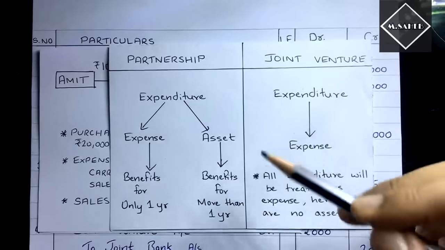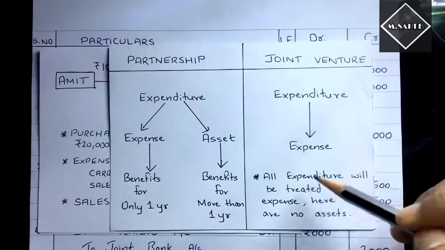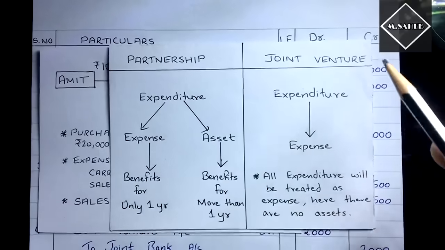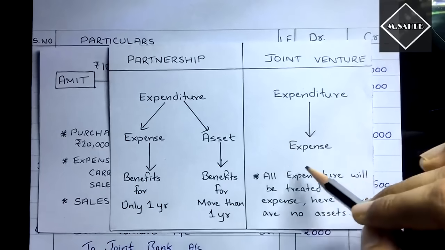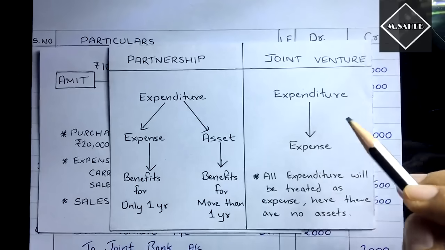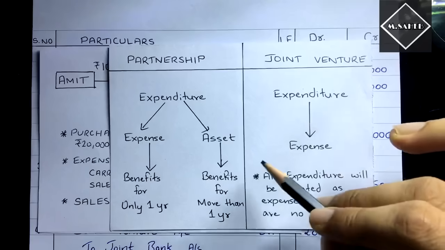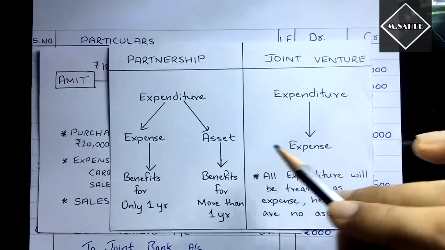As soon as the work is completed, as soon as the project or the purpose of joint venture is completed, this joint venture comes to an end. So there is no future over here, so everything will be treated as an expense. Okay, keep that in mind. The entry for purchasing an asset and an expense will be the same over here.